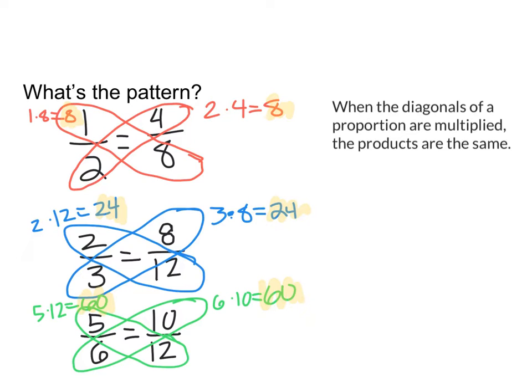So we care because that means that if we are missing one of these numbers, let's say that we didn't know what that 10 was supposed to be, well, then what we could do is look at the one diagonal that we do know, that 5 times 12 equals 60, and then we could think, well, 6 times what also equals 60. And then we would know that that number would have to be 10.